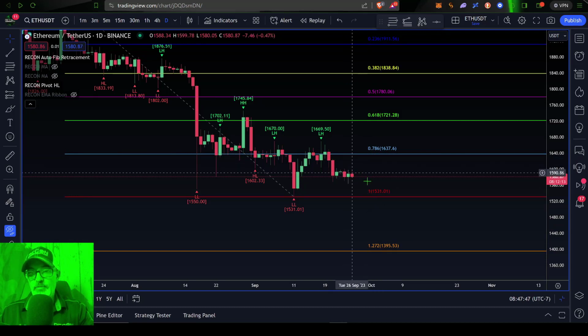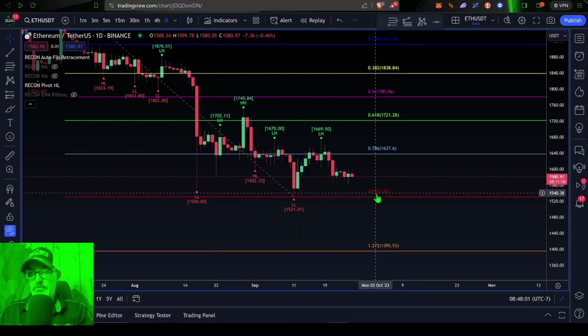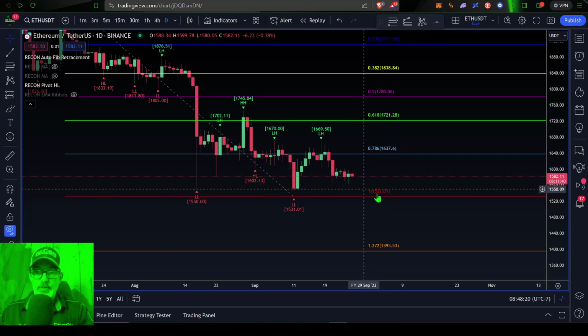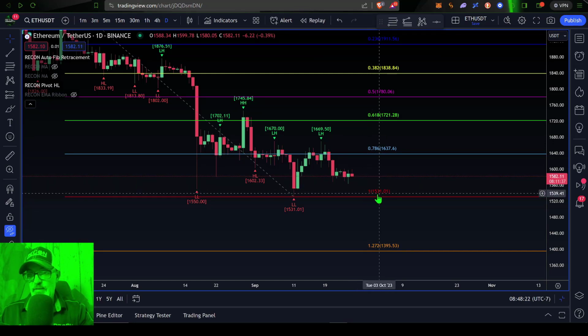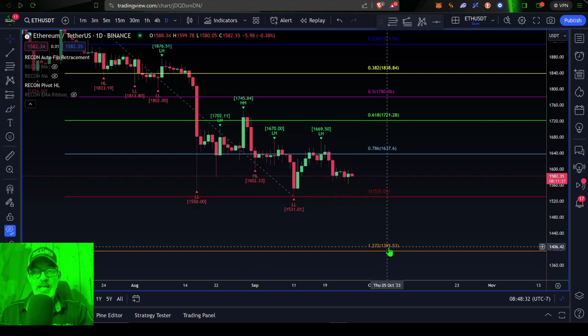Now on the flip side, we can see support coming in around that 1550 level back here, and back here the price of Ethereum has wicked into this 1530 level, is what it's saying, but probably around 1550. Now, if the 1550 to 1530 level fails to hold and the bears are able to get the price down, the next level of support is way down here at the 1272, coming in at 1395.